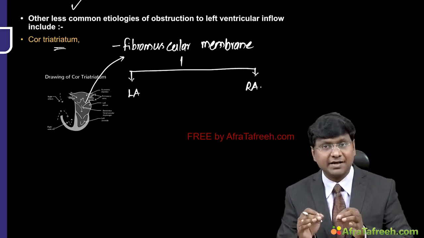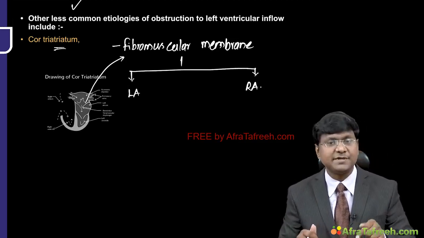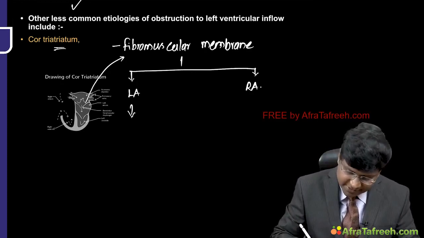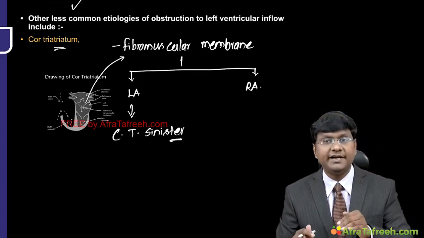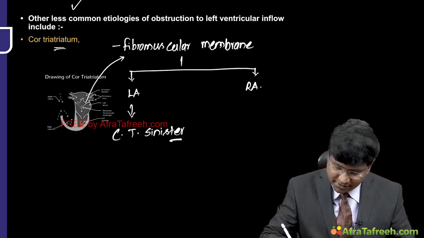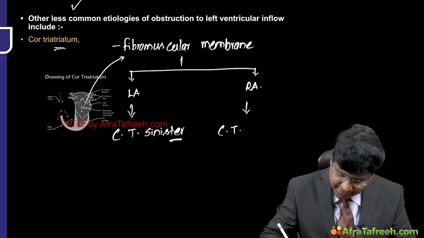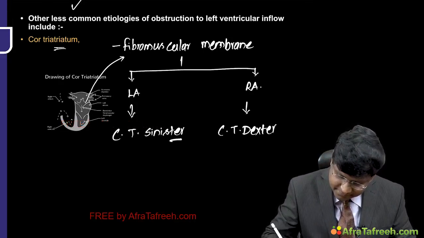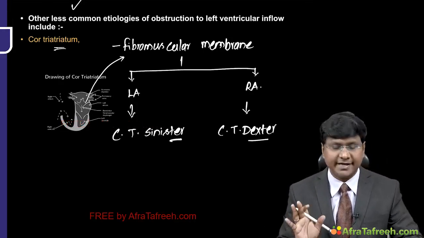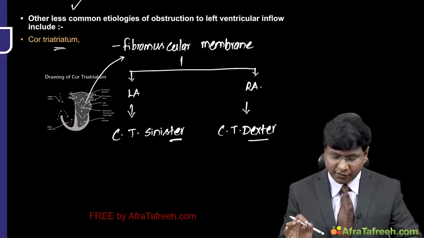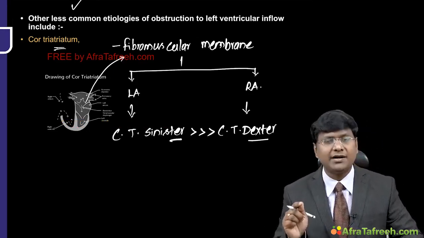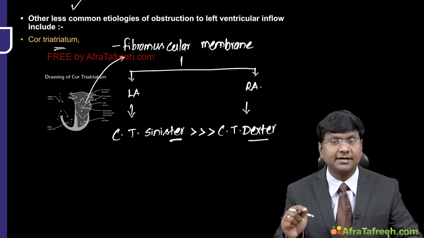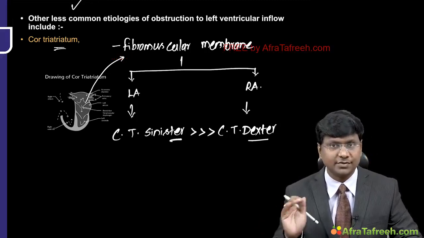So if this fibromuscular membrane which is dividing the atria is present within the left atrium, we call it cor triatriatum sinister, and if this fibromuscular membrane dividing the atria is present in the right atrium, we call it cor triatriatum dexter. So these are the 2 important forms. But between these 2, the more common one is cor triatriatum sinister, compared to cor triatriatum dexter. Okay, right.